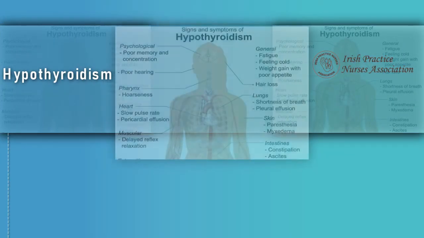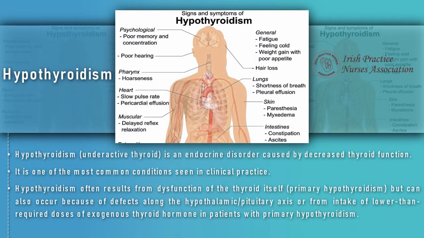Let's now look at hypothyroidism. Hypothyroidism, better known as an underactive thyroid, is an endocrine disorder caused by decreased thyroid function. It is one of the most common conditions seen in clinical practice. Hypothyroidism often results from dysfunction of the thyroid itself, but can also occur because of defects along the hypothalamic pituitary axis or from intake of lower than required doses of exogenous thyroid hormone in patients with primary hypothyroidism.